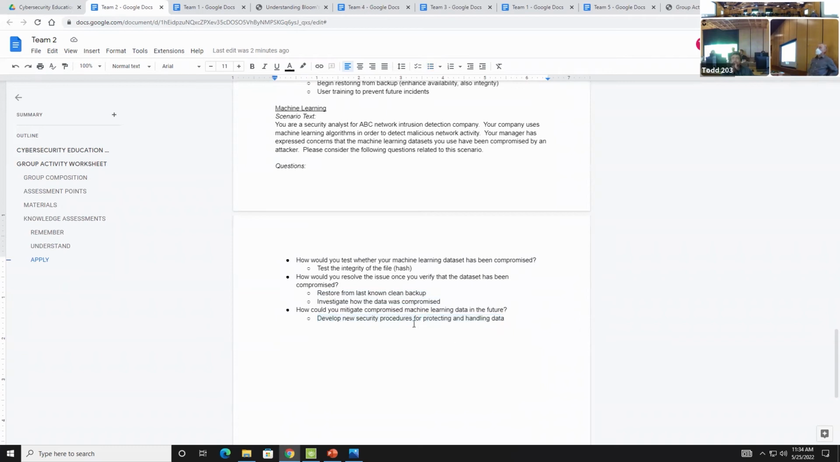Again, I think talking more about security procedures and their role in protecting and handling data would be foundational to this. So I think these are all great questions. All groups come up with valid questions. There's one more group if you want. What's that? There's a third group. Oh, there is a third group. Sorry.